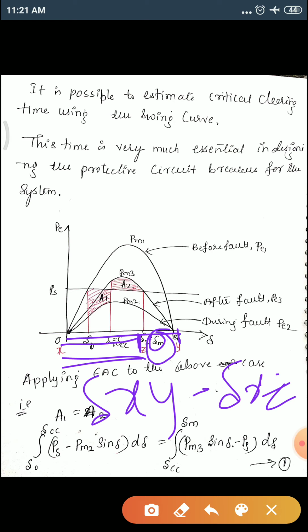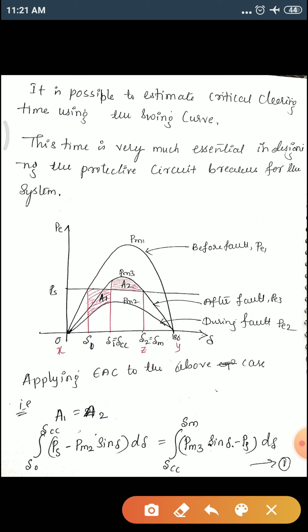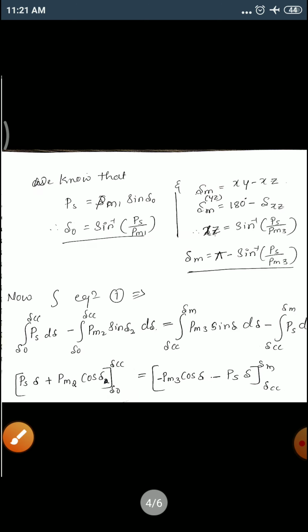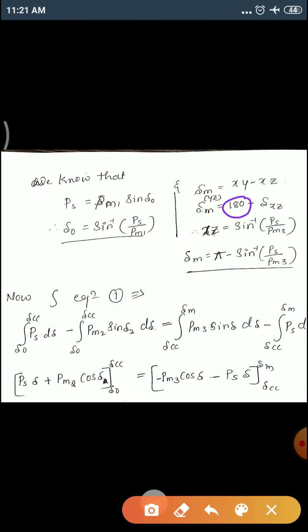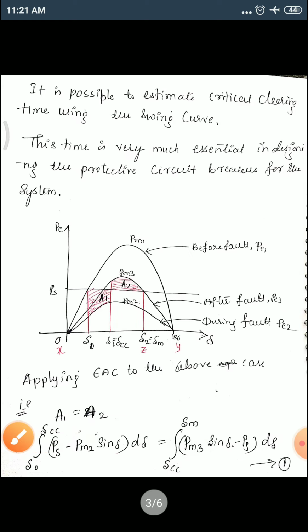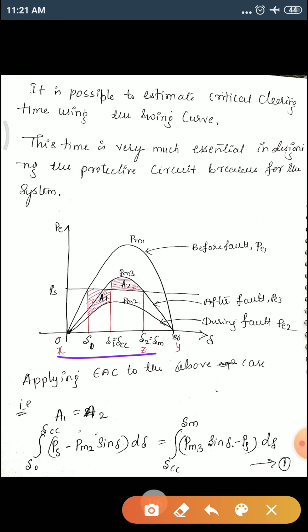What is this delta xy? It is the total degree, that is 180 degree. So observe here, it is 180 degree, right? So we have to get delta xz so that we can subtract it to get delta m. Let's see what is delta xz, till this much. Observe here, this is your PM3.